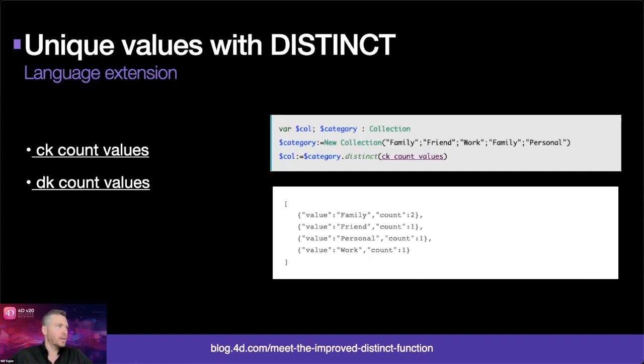Very cool. So as you see here, we have a collection, a simple one: family, friend, work, family, personal, and you count the values in that collection. It returns the value and the count. Super simple and optimized with the 4D engine. So if you're doing it by yourself, if you rolled your own, we recommend you go to this one as it's more optimized in the 4D engine.